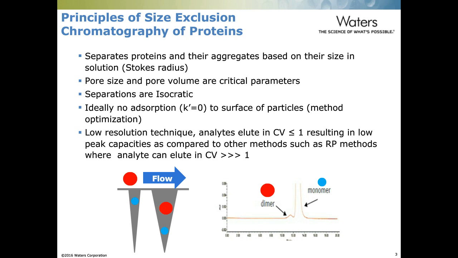The important thing to remember in these separations is that ideally, these separations are isocratic and there's no absorption of the protein to the surface of the particle. What that means is the K prime is essentially 0. Because of that, this is a very low resolution technique. All of the analytes are going to elute in a column volume of less than or equal to 1. If we compare that to other separations such as reverse phase or ion exchange, where we can run extensive gradients, we can have analytes elute in column volumes much, much greater than 1.